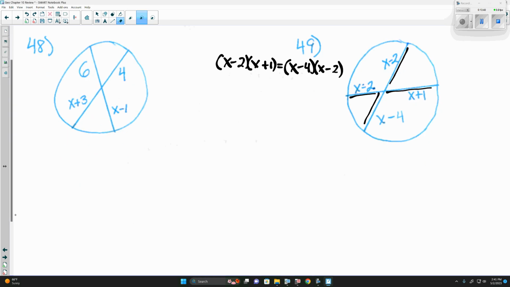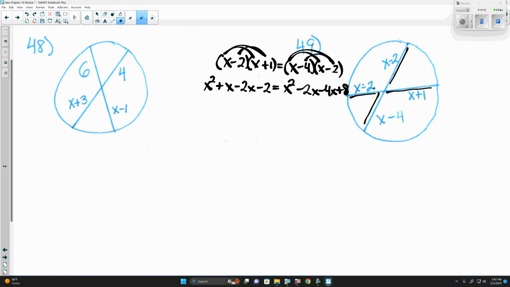Now at this point, we do need to distribute, so x times x is going to be x squared. x times 1 is going to be plus x. Negative 2 times x is negative 2x. And negative 2 times 1 is negative 2. We can do the same thing with the other side. x times x will be x squared. x times negative 2 is negative 2x. Negative 4 times x is negative 4x. And negative 4 times negative 2 is plus 8.